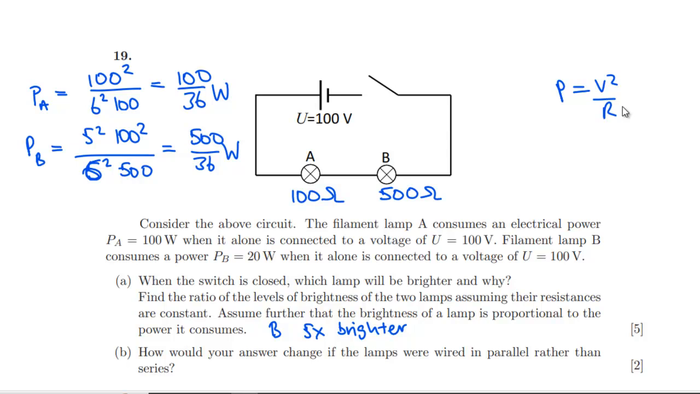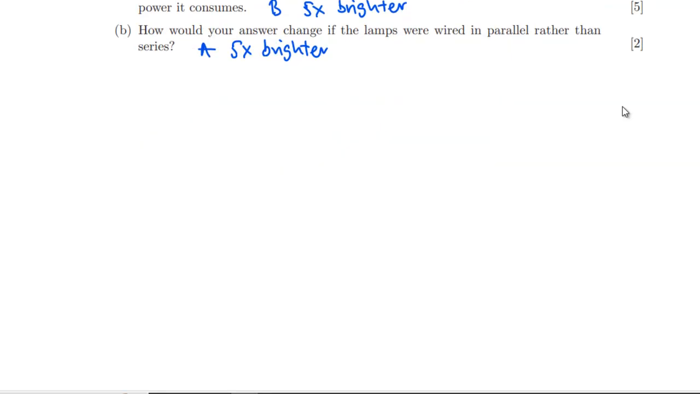How would your answer change if the lamps were wired in parallel? Right, if they're in parallel, they've already told us what wattage they have, because it's the same as connecting them up alone. So it's going to be that A is 5 times brighter because it's the same as wiring them individually. Right, as usual, the circuit question comes up trumps. It's great when they put in these ones with circuits because they're always so much quicker than the other ones. So yeah, that was nice.